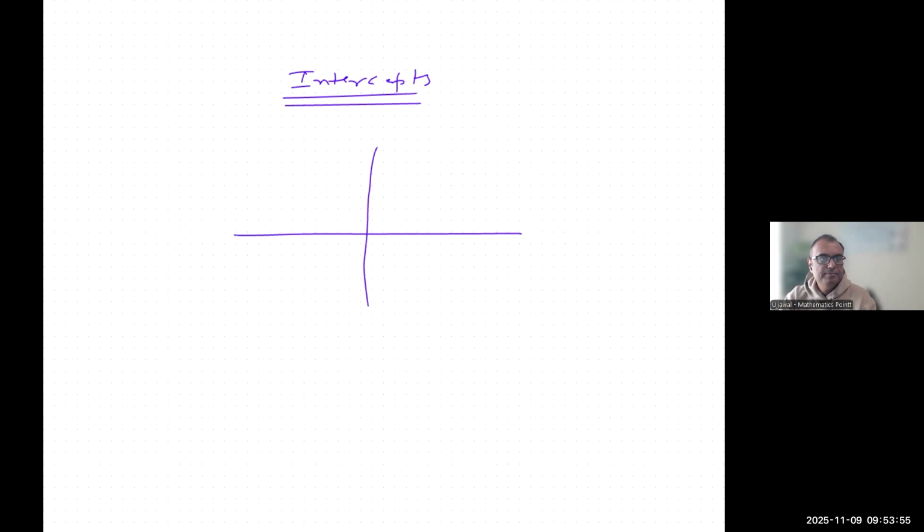Now, x is positive, x is negative, y is positive, and y is negative. We just learned that, right?